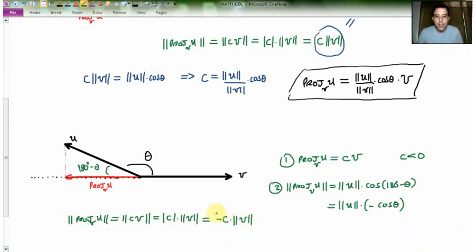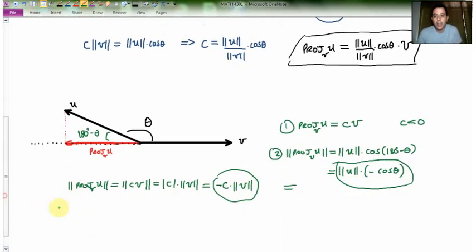Now let's combine these two pieces, so those are equal. So there we have negative c times the length of v equals the length of u times minus cosine theta. If you solve for c, then again it will give you the same formula as the first case, because the negative signs will cancel.